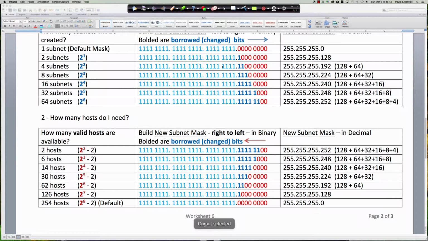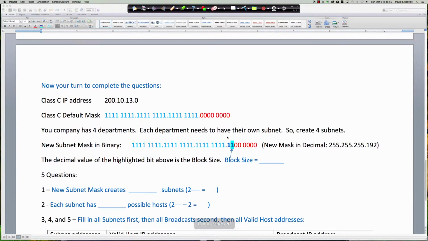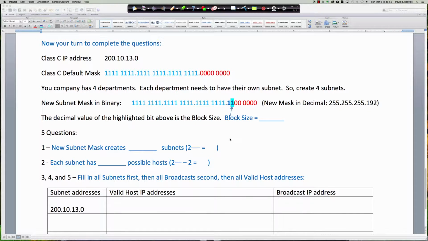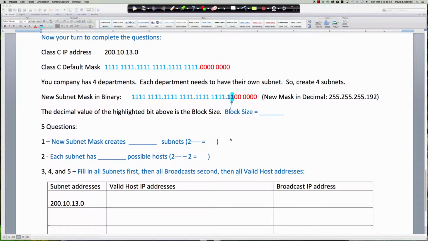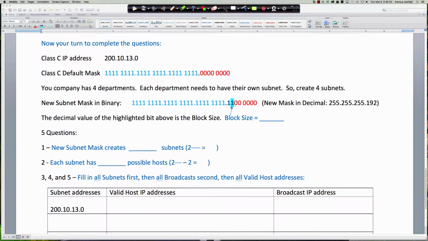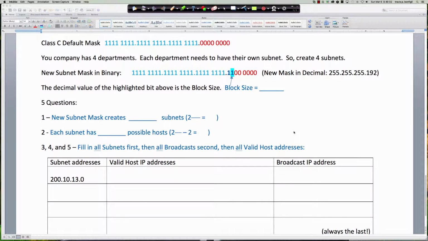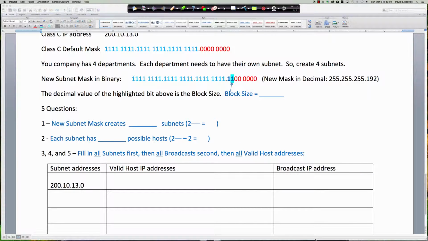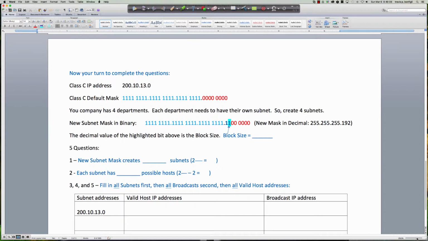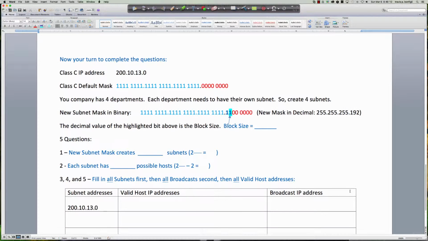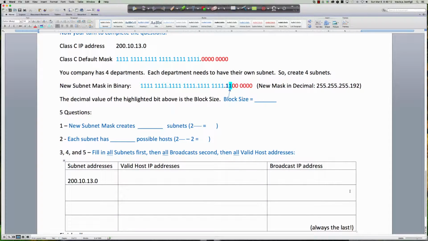So now let's jump in here on this final page, and this is going to be our opportunity to show our mastery of the topic. And let me shrink down. Let's see if we can get this all on one page here. All right, there we go. So now your turn to complete the questions.